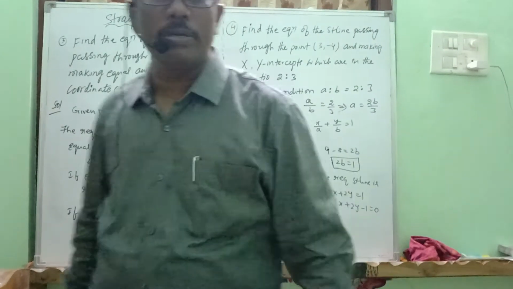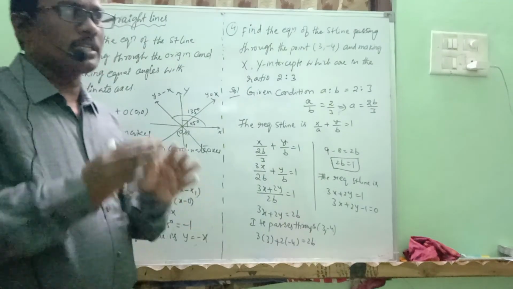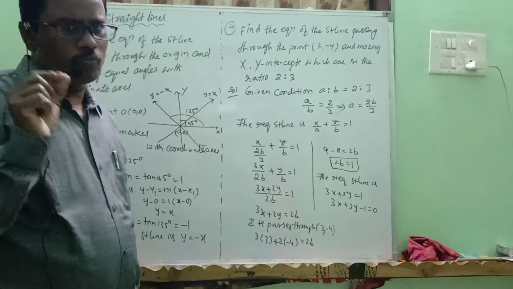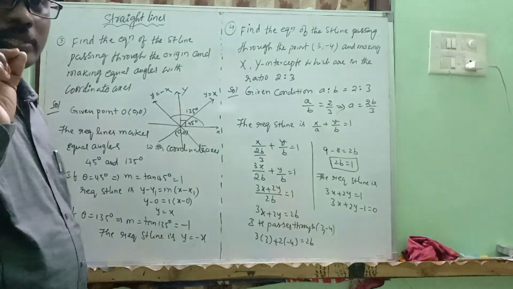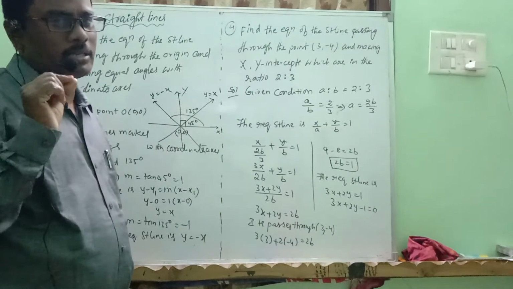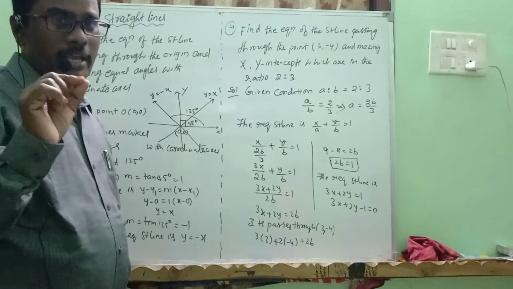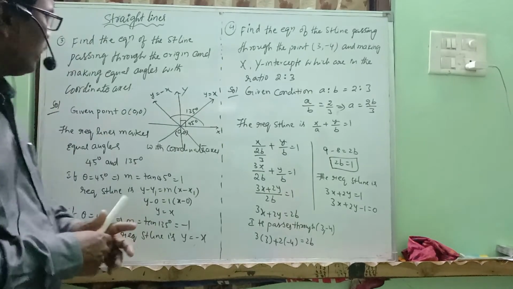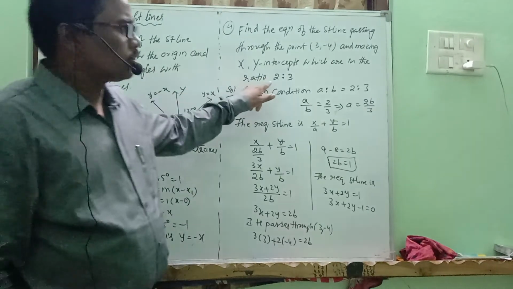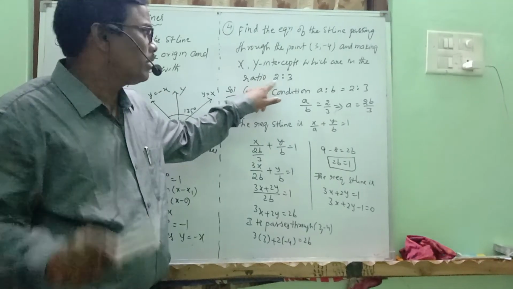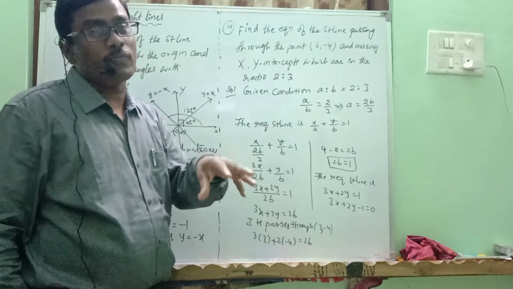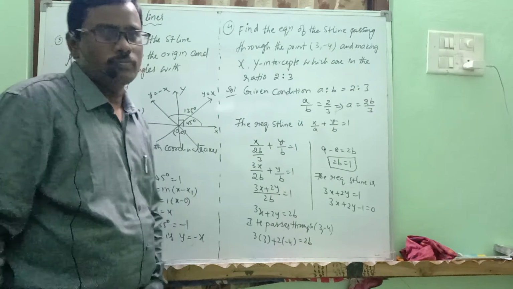Four questions are asked in intercept form, x by a plus y by b equal to 1. First one, sum of the intercepts equal to 0, so a equal to minus b. Second question, equal intercepts, a equal to b. Third one, equal angles with the coordinate axes. Fourth one, intercepts ratio, a is to b equal to 2 is to 3. So these 4 questions are very important in intercept form. Thank you.